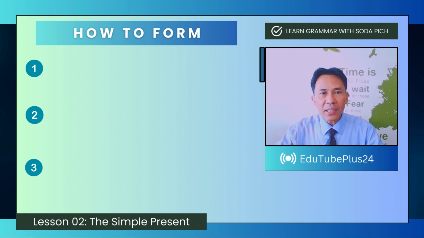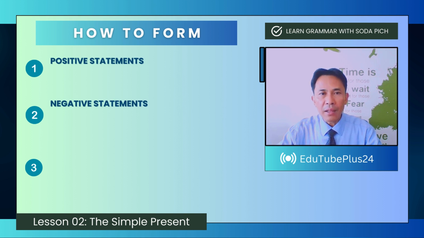There are three basic structures for the use of the simple present tense. One is used for the positive sentences, and the second structure is used for negatives. And the third structure is used for questions. Now, let's start by taking a closer look at the first structure.